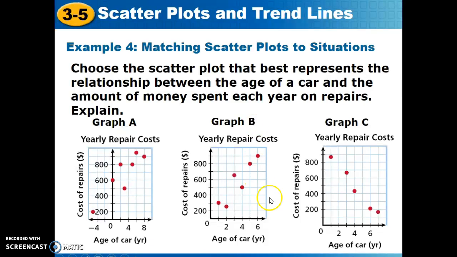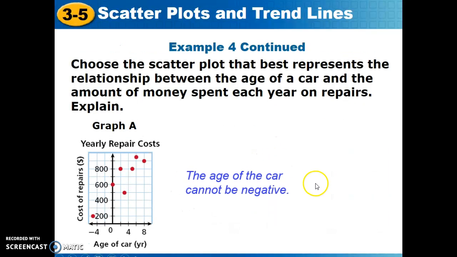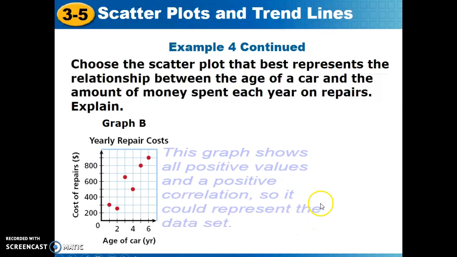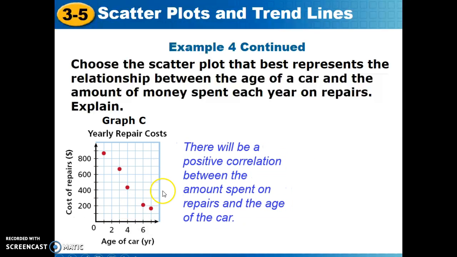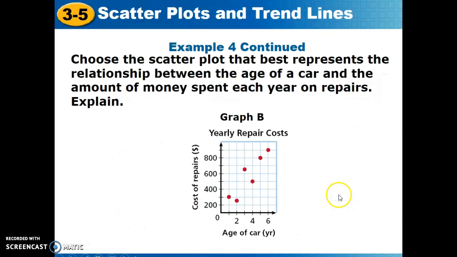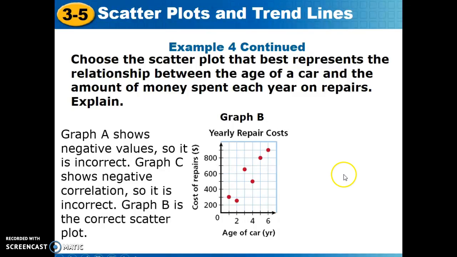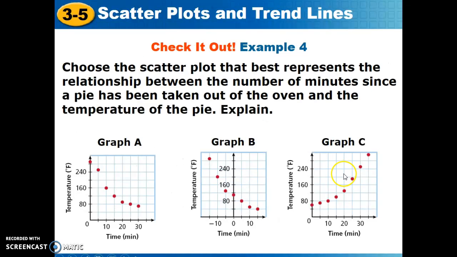My vote would be for graph B, explaining that as we drive it, there are things that loosen up and need adjustment and maintenance, so the costs will be going up. The age of the car cannot be negative. We knew that. We threw that one out right away. This graph shows a positive correlation, so it could represent the data set. There will be a positive correlation between the amount spent on repairs and the age of the car. This is negative. Therefore, the graph we chose, graph B, is the best one.